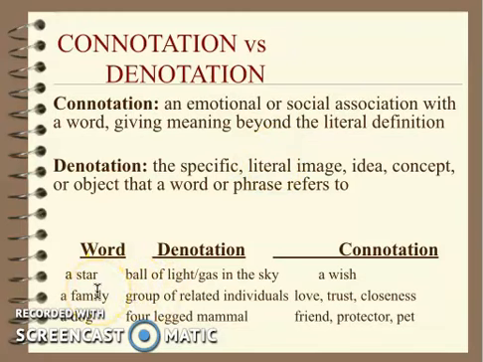Let's look at some examples. A star is a ball of light or gas in the sky, but the connotation could be a wish. A family is a group of related individuals, but family could mean love, trust, closeness. A dog is the four-legged mammal, but a dog could mean a friend, a protector, or a pet.